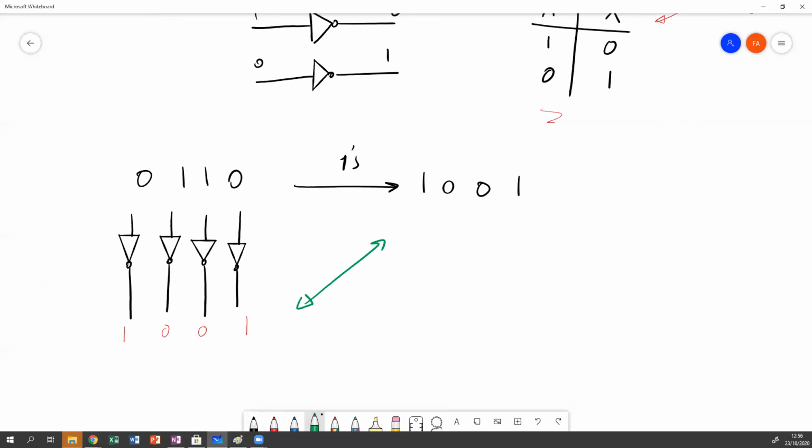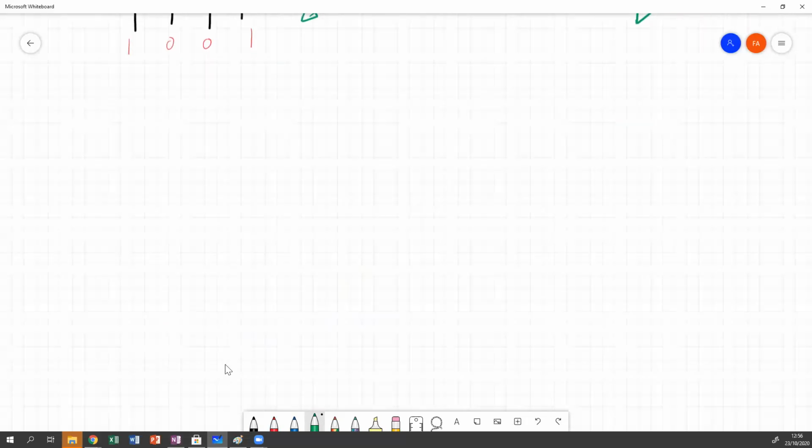If we use this physical thing, if the voltage is low, it makes it high. Or if we have off, we have on. If we have 0, we have 1. So the NOT gate is the first one that we discussed, and it inverts the values. So let's go to the next one.